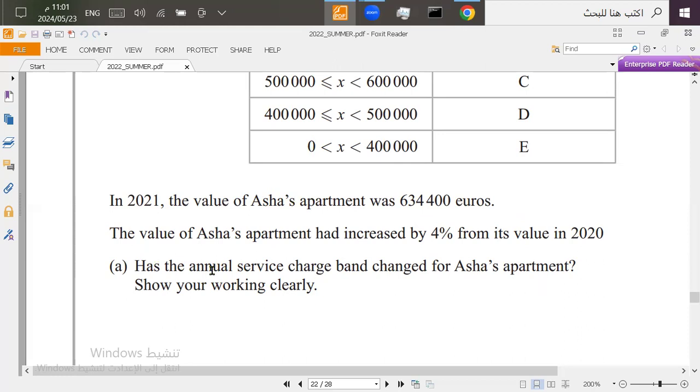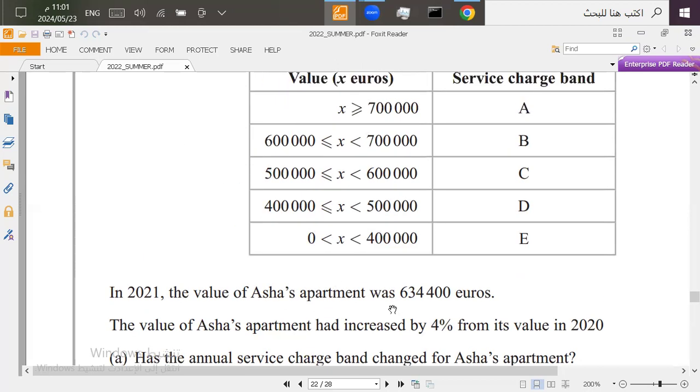Show your work clearly. First, let's take a look at the number here. 634,000. Where do you think 640,000 should be? Very good. It should be here. So the service should be B. Service is B. So for this value, the service is B.